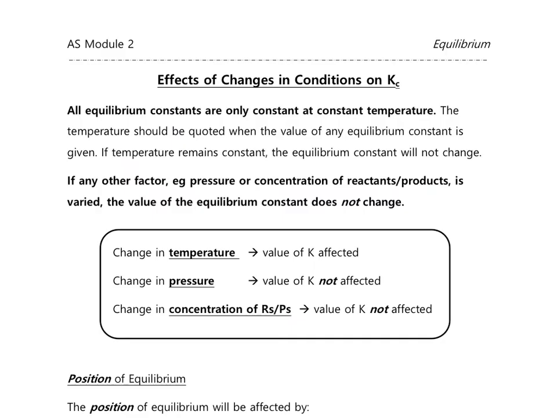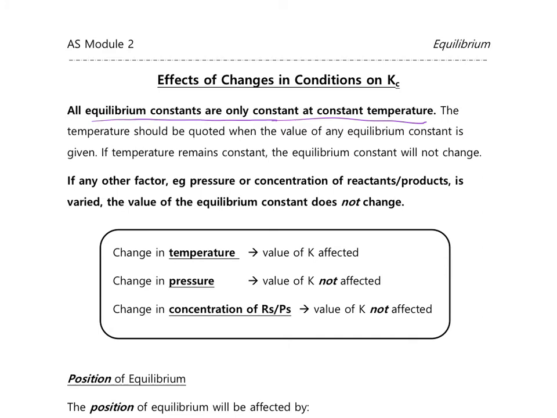Okay, we're getting there. So now that we have looked at writing expressions for Kc and finding units for Kc, the specification also requires us to look at the effect of changes in our conditions on the value of Kc. And the key thing to remember is that equilibrium constants for Kc are only constant at a constant temperature, at a given temperature. So Kc changes with temperature. That's one thing to remember.